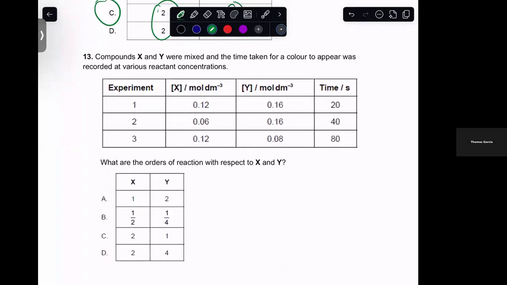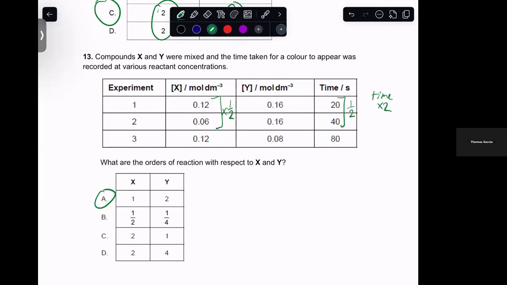So again, we're going to do that thing where we just look at whether or not they're changing and how they're changing. So we'll start with X. X is multiplied by a half. The rate, on the other hand, also slows by 1/2. Now, it's a little awkward to see that because it looks like the time doubles, because it does. Time is doubled, but that means the reaction is half as fast. So you have to remember that if the reaction happens in a longer time, it is slower. So we know that X is first order, which therefore it must be A.